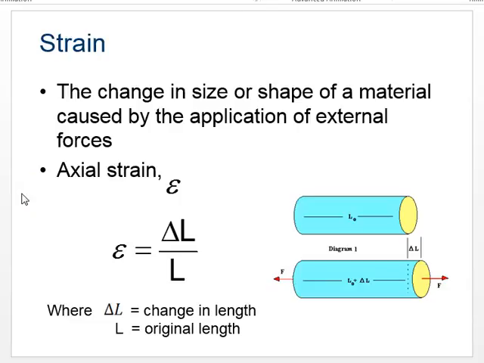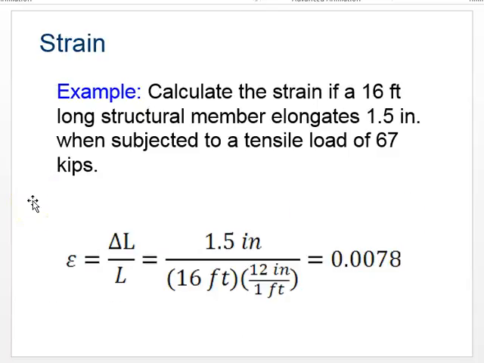Strain is the other one that's important to us. Strain is always represented by an epsilon, and it's always delta L over L. Well, we should know that delta means change in, so this is the change in the length, how much longer this got when it was pulled on, and then L at the bottom is the length of the original member. So here's a small example of this, plugging in. We did have to convert the length of 16 feet back into inches, so these units are the same. And you'll notice this does not have any units. Strain does not have any units.